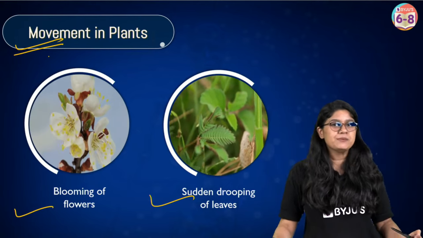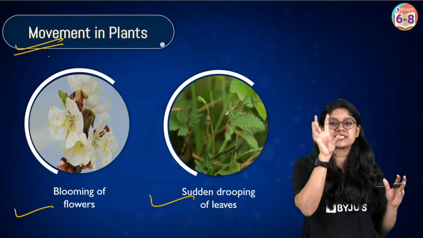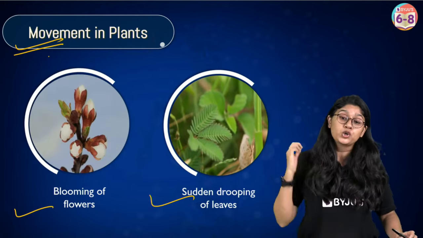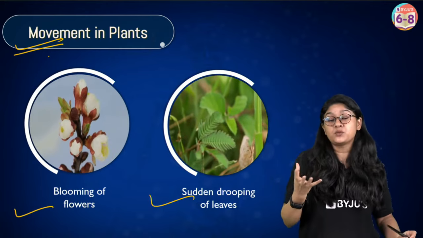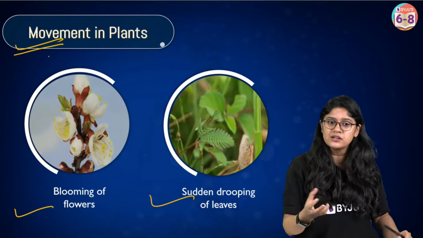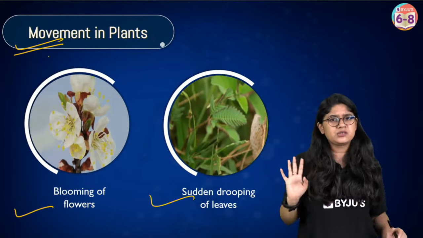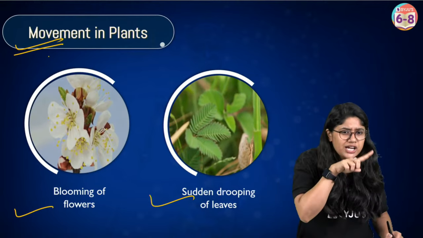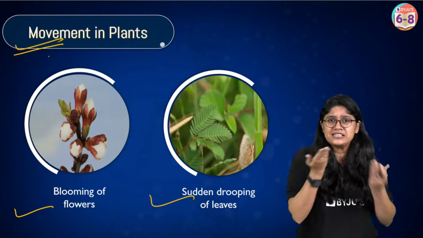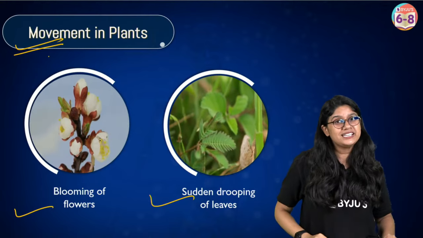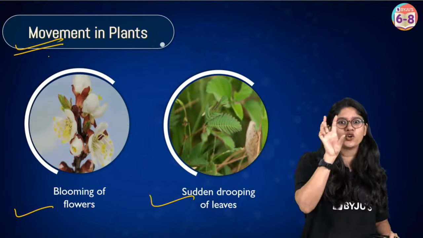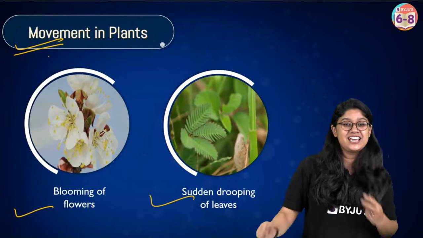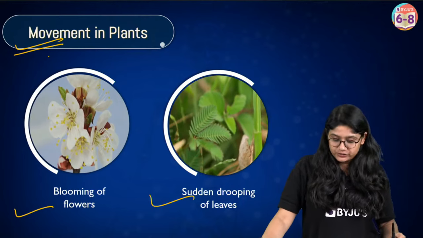And I'm sure the famous sunflower, it follows the sun, right? So we see these small movements in the plants. You will be learning in your higher class what the reason behind this movement is. But as of now, you remember these three examples. First, of course, blooming of the flower. Then if you touch the touch-me-not plant, you will see the leaves will close. And of course, the famous sunflower, it just follows the sun. Yes, right, very good.